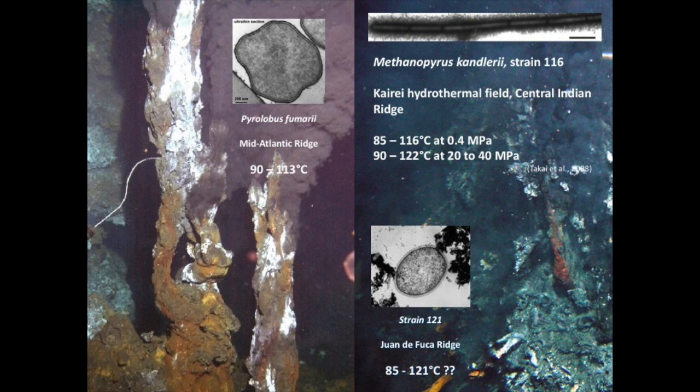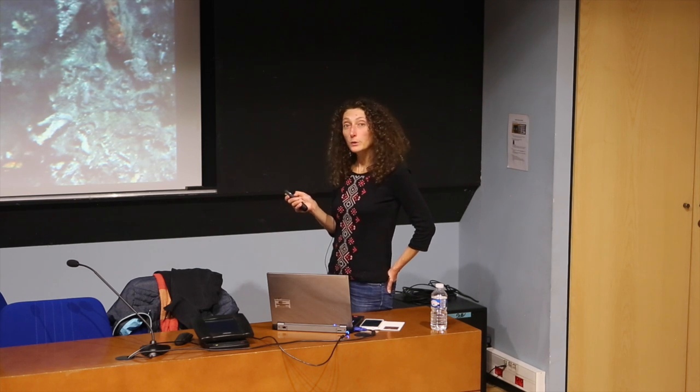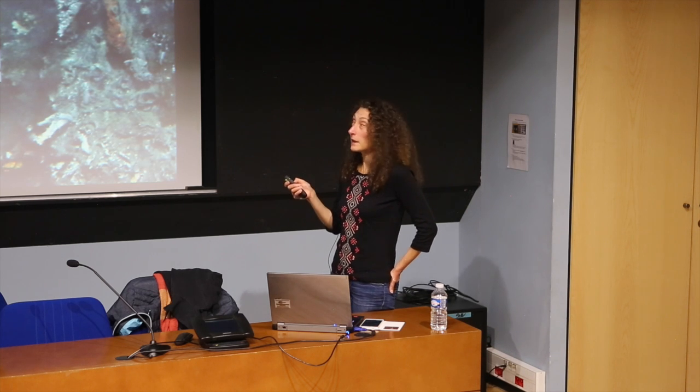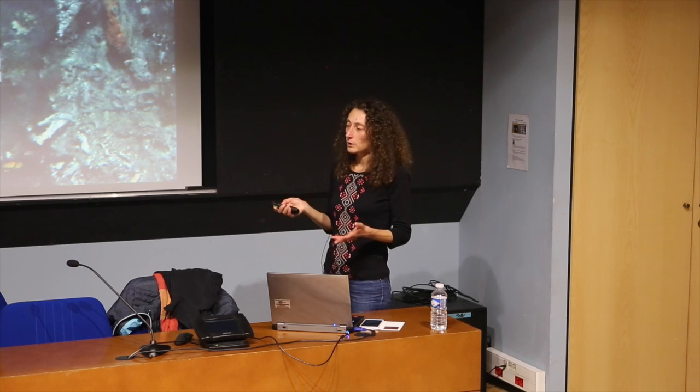But we know now that there is one strain of Methanopyrus kandleri. This is one archaeon, a methanogenic archaeon producing methane, that can grow, a particular strain of this organism, up to 116 degrees at atmospheric pressure. But if you put it at a pressure that is normal at the depth where it lives, it can grow up to 122 degrees.